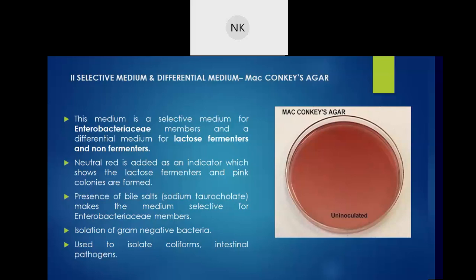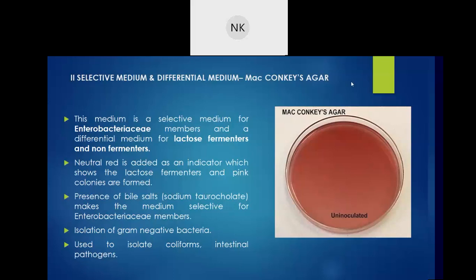So if you are asked which media acts as both selective and differential media, your answer must be McConkey's agar. Why and how is it acting as a selective and differential medium? For Enterobacteriaceae members, it is acting as a selective medium. For lactose fermenters and non-lactose fermenters, it is acting as a differential medium.